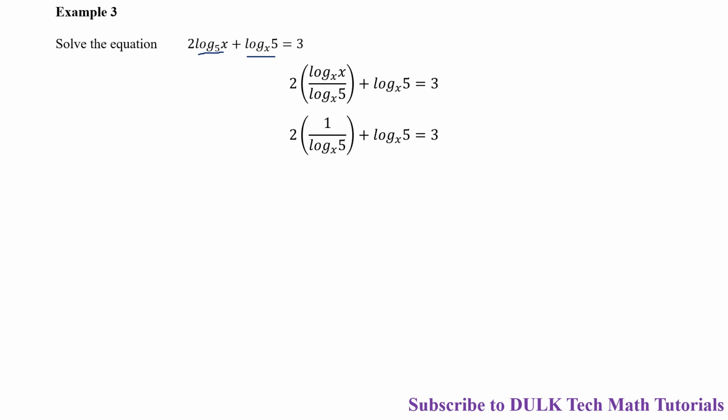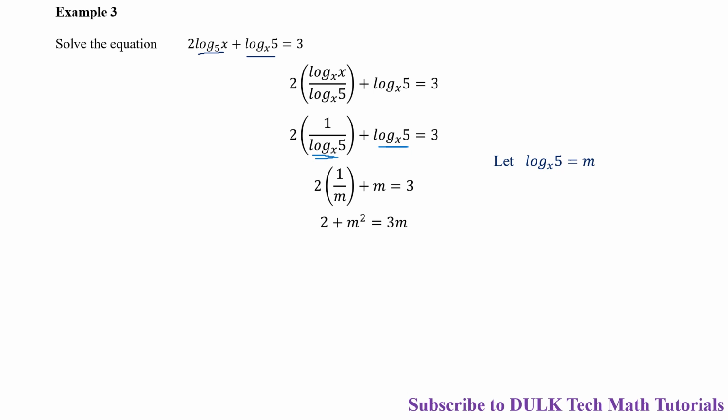Now, we have log 5 base x here. We also have log 5 base x. So to make our life easy, let log 5 base x be equal to something, for example, m. But don't use x because we already have x in the system. So let log 5 base x be equal to m. So instead of writing this, it will be 1 over m. Then instead of writing this one, it will be m. Then let's clear the denominator and simplify.